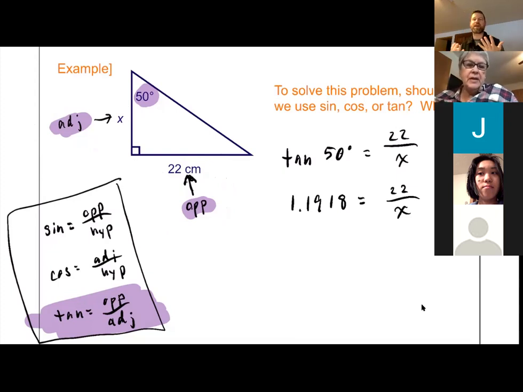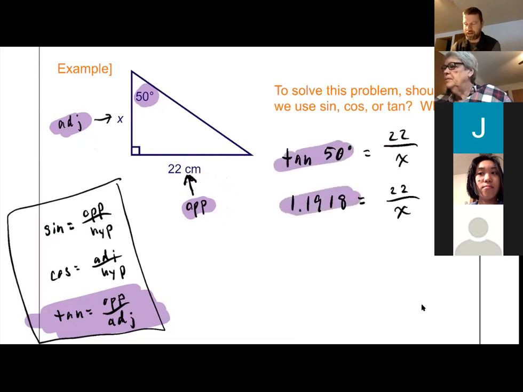And when I'm in person, I can always help people out like that with their calculator and make sure it's in degrees. But it's harder when I'm not in person to make sure it's in degrees. All right. So here we go. We said tangent of 50 was 1.1918. So I did that. But now I've got to solve this one for x.